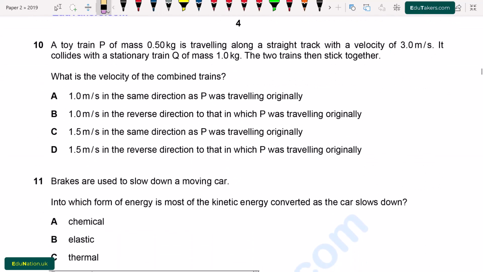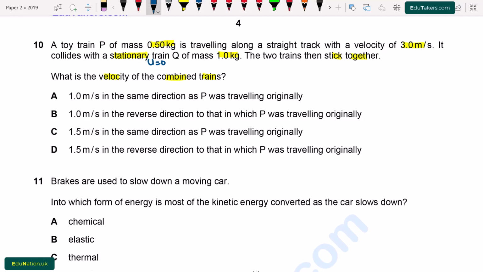Question number 10. A toy train P of mass 0.50 kg is traveling along a straight track with a velocity of 3.0 meter per second. It collides with a stationary train Q of mass 1.0 kg. It is stationary, so its velocity will be equal to 0. The two trains then stick together. What is the velocity of the combined train? So here we have to find out the velocity of the combined train. Here I use the law of conservation of momentum, that the total momentum before collision is equal to the total momentum after the collision.